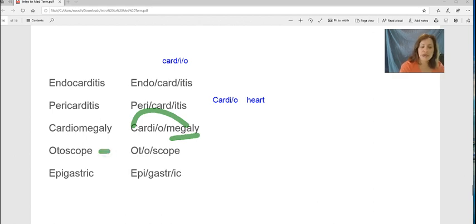The next one, otoscope, and then epigastric. Otoscope is an instrument to view the ear. It's that little lighted instrument that your doctor holds in their hand when they look in your ear. It's got light as well as magnification in it. And then epigastric means pertaining to upon the stomach. A lot of times when they use epigastric, they're talking about above the stomach, like you're having pain in the center of your belly or right underneath your rib cage.